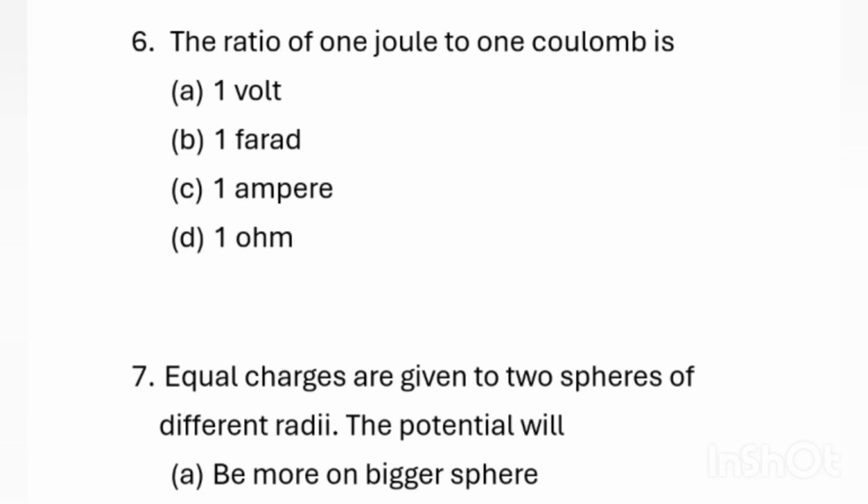Question number 6. The ratio of 1 joule to 1 coulomb is option A, 1 volt, option B, 1 farad, option C, 1 ampere, option D, 1 ohm.